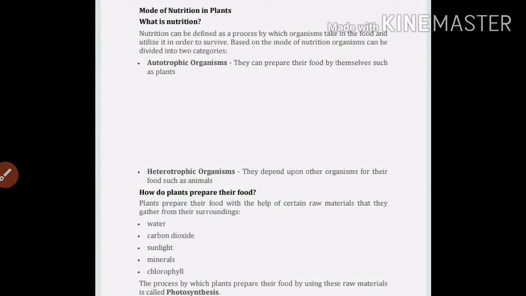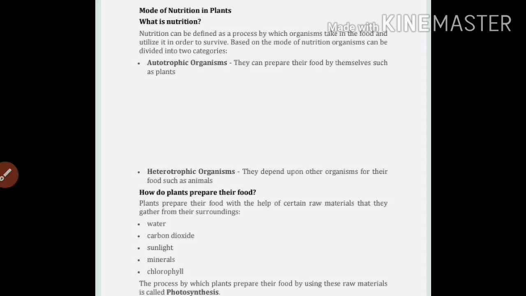Mode of nutrition in plants. So now let's read the mode of nutrition in plants. Before discussing the mode of nutrition, let's know what nutrition is. Nutrition can be defined as a process by which an organism takes in food and utilizes it in order to survive. So nutrition is the process by which an organism utilizes and digests its food to survive.